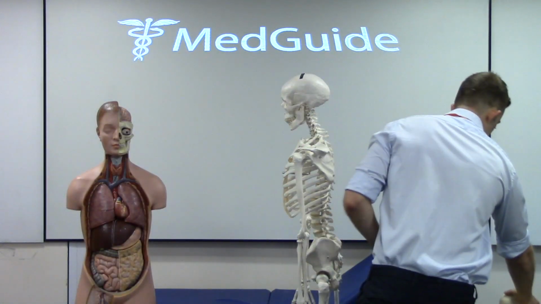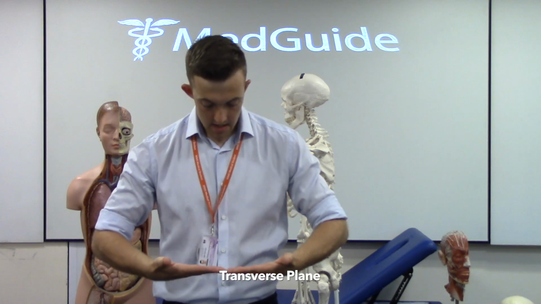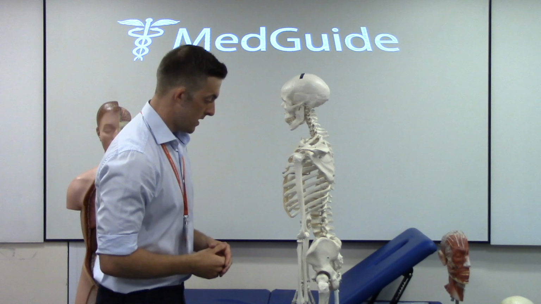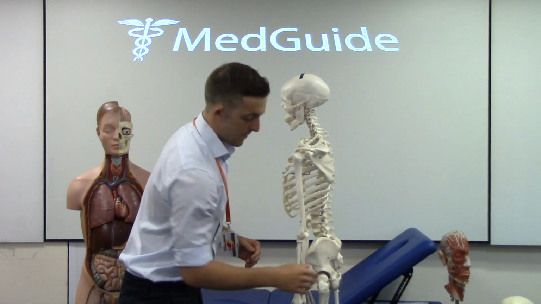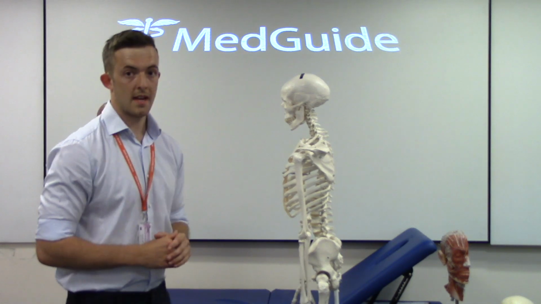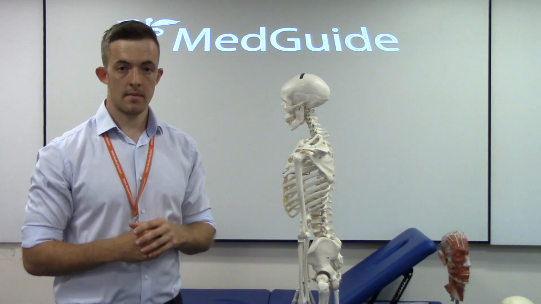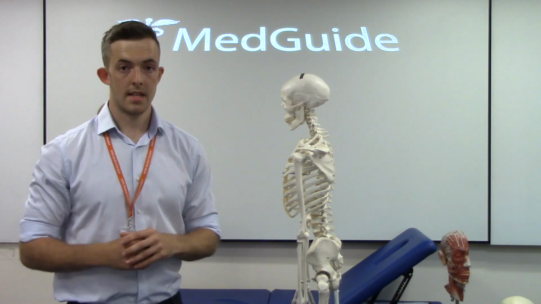The final plane which I want to talk about is a transverse plane. That is through the body. This one's not vertical, this is a horizontal section. So we're cutting through the body horizontally, and then we're looking across there. For example, in CT imaging and in MRI imaging, a lot of the time you're looking at a transverse plane.